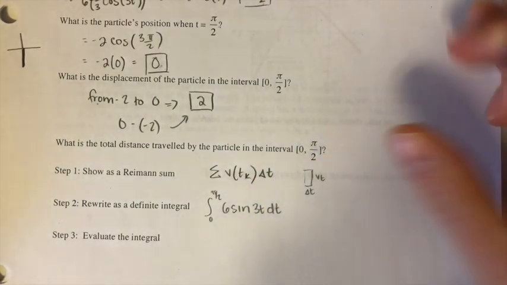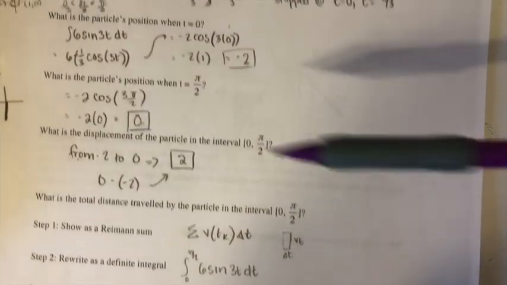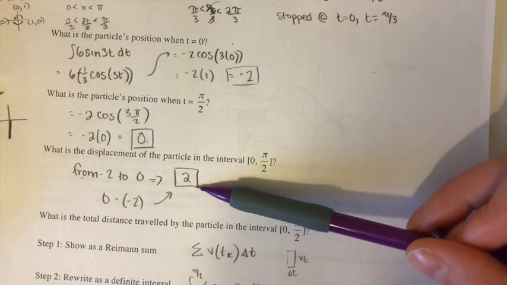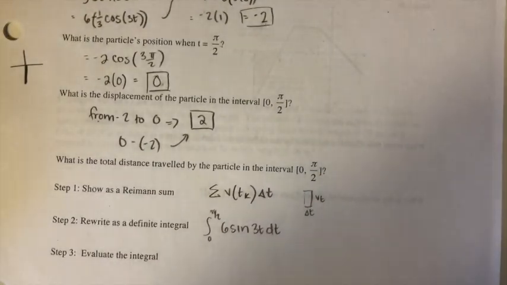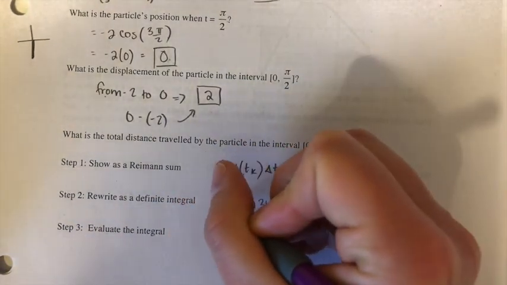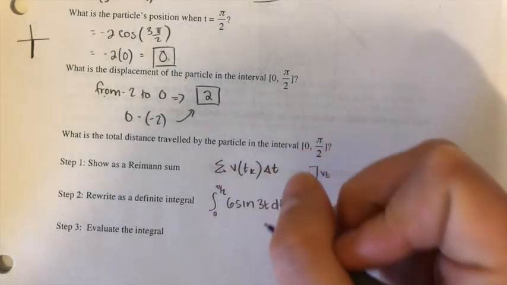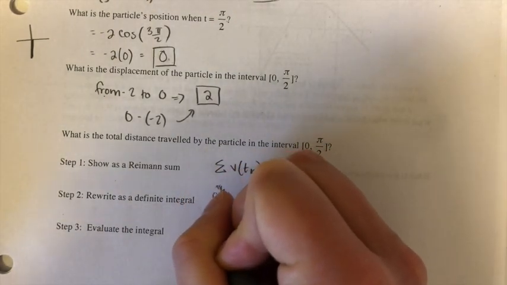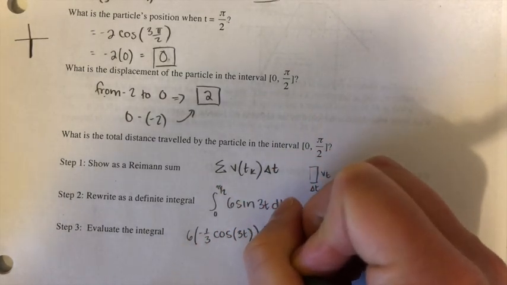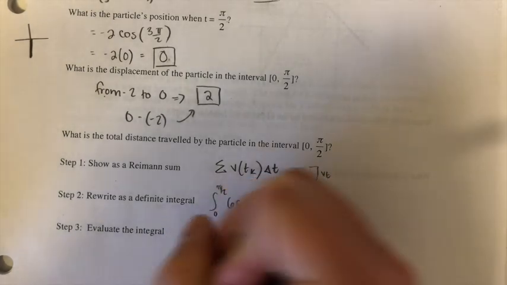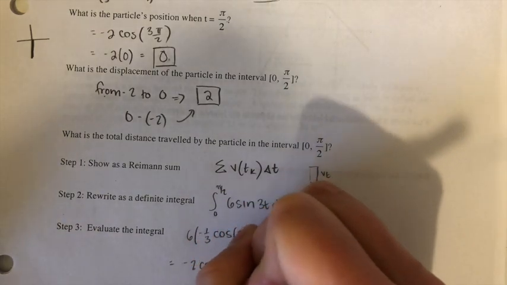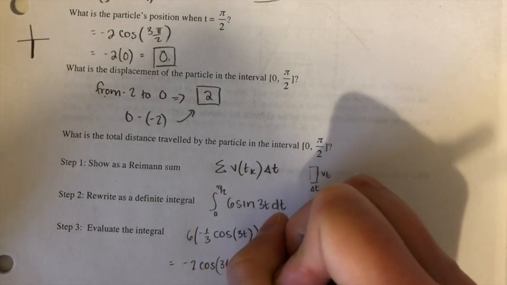And if you think about what we did up here, we took the top position, pi over 2, subtracted the bottom position, and we got that change, we got that displacement. And then evaluate the integral. This should be the exact same. So we already figured out that the integral of this is 6 times negative 1/3 cos 3t. We're going to evaluate that from 0 to pi over 2.